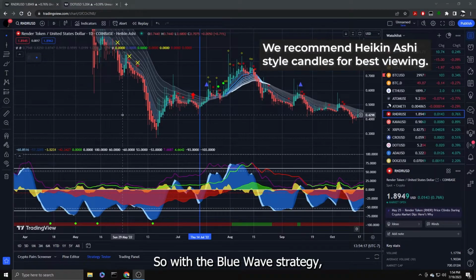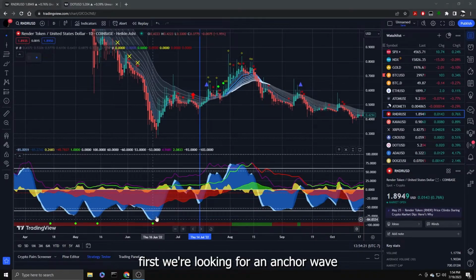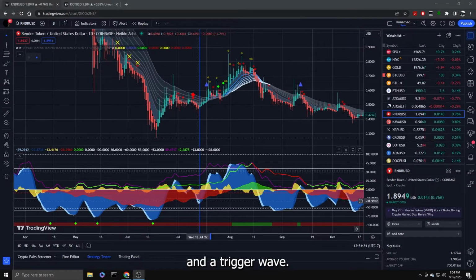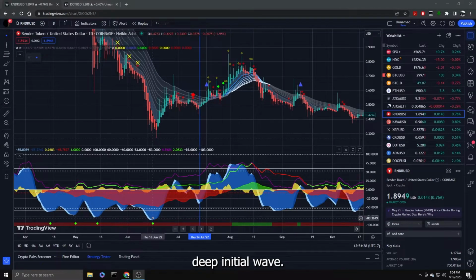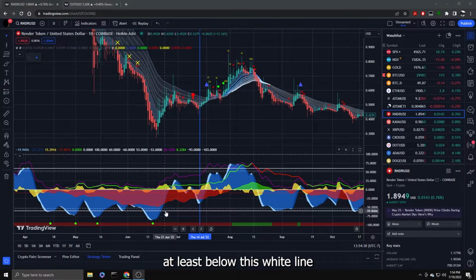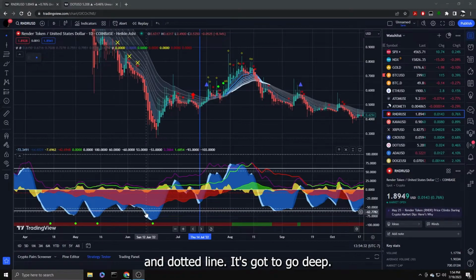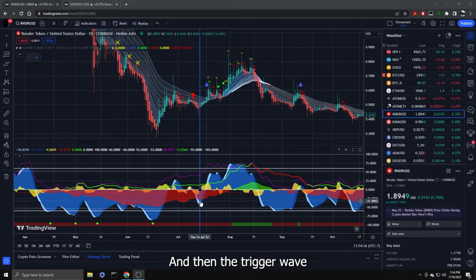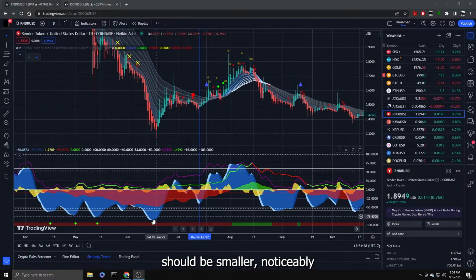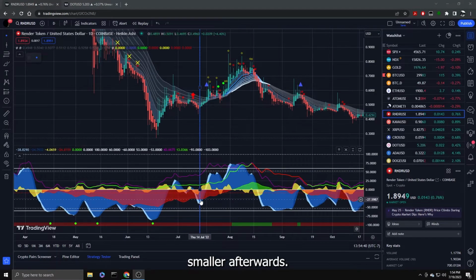So with the blue wave strategy, first we're looking for an anchor wave and a trigger wave. An anchor wave is a fat, deep initial wave. We want to go at least below this white line and dotted line. It's got to go deep. And then the trigger wave should be smaller, noticeably smaller afterwards.